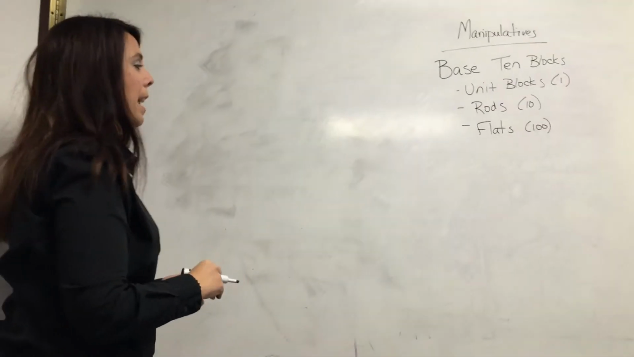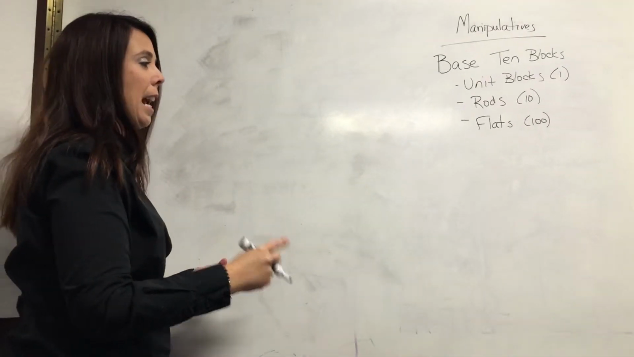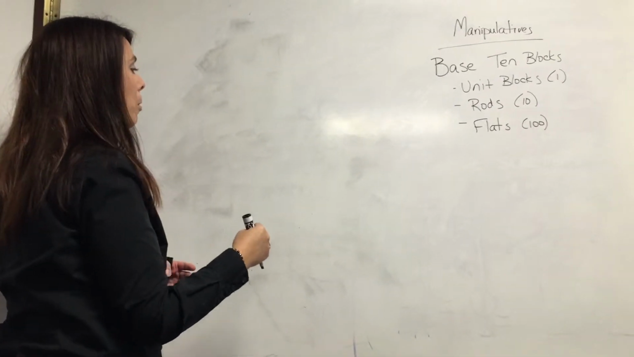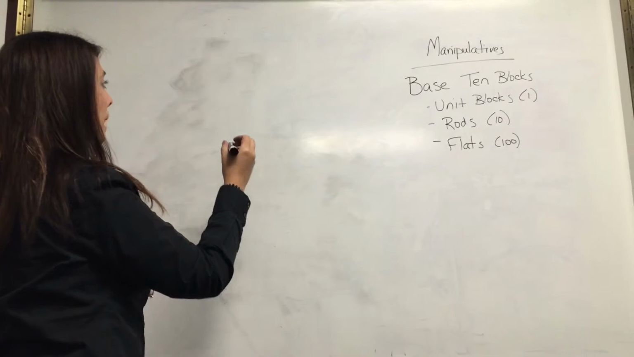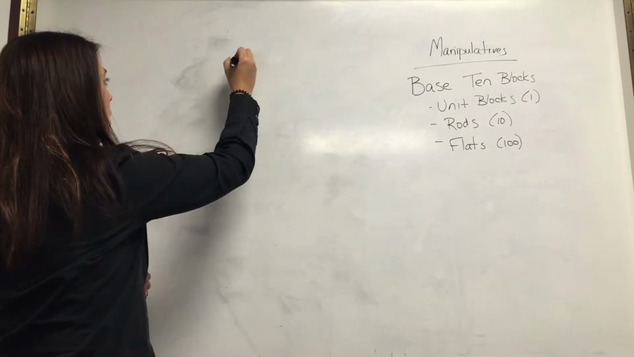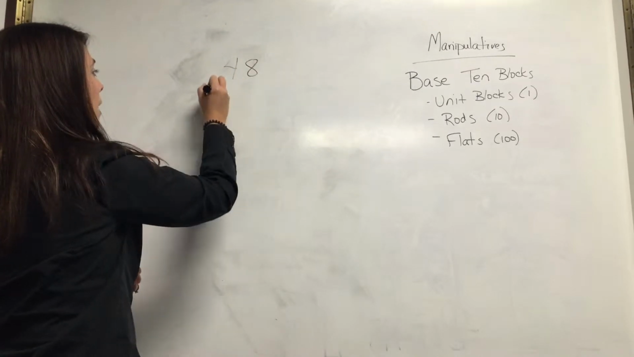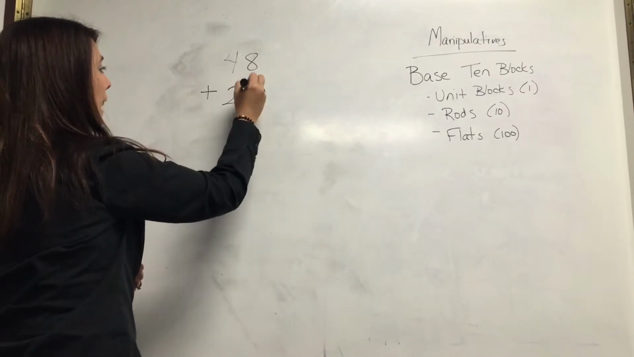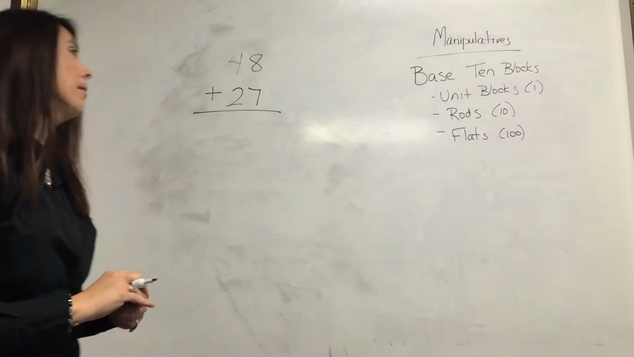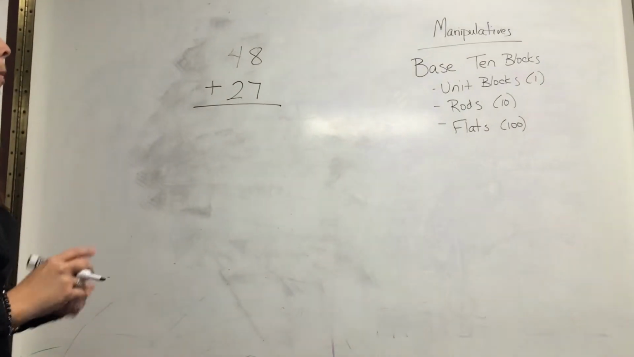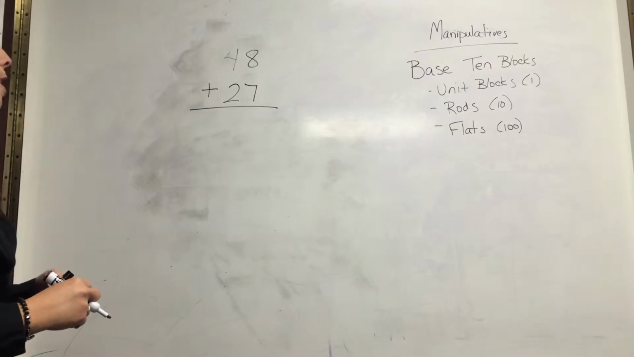The last example that I did allowed students to actually have a sum that was over 100. I want to do another example with a different strategy, and I'll make sure that that number does not go over 100. Let's say I have the number 48 plus 27. And this time we want to use our place value strategies again, but without word form. We just want to use our numbers.